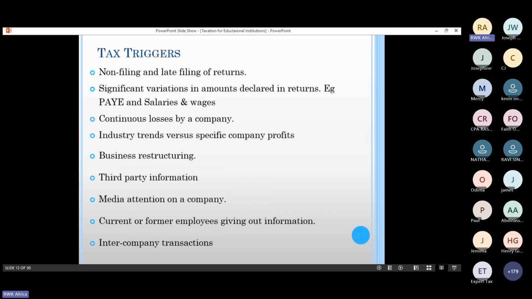So those are the tax triggers. So it's good to ensure that you focus on the different tax triggers that we have talked about, so that at the end of the day, you are on the safe side with KRA. Even if they send you a letter with an intention of audit, they won't find any taxes for you to pay. So you are compliant.